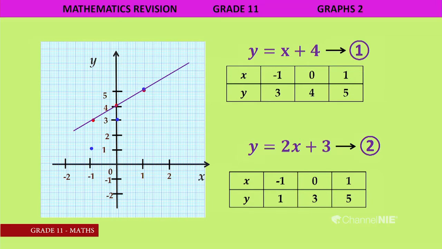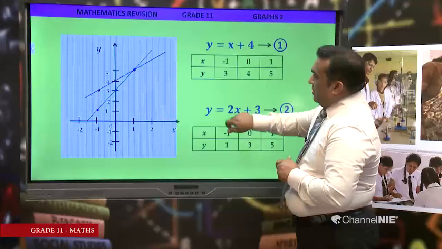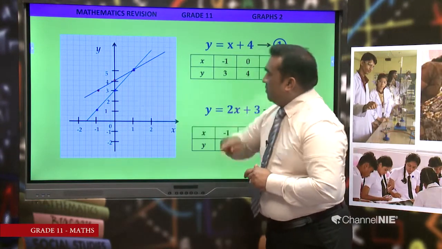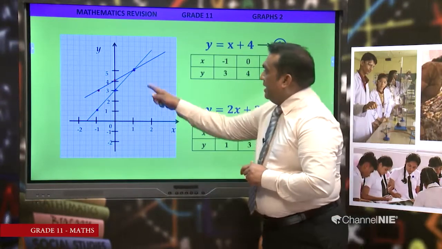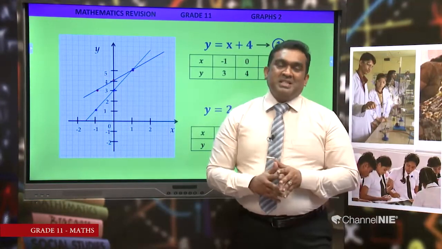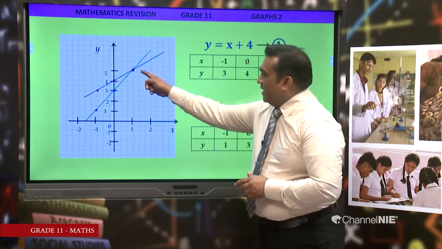Common point means x equals 1 is common for these two equations, right? y equals 5 is common for these two equations. Now, the solution of x is plus 1, the solution of y is plus 5. What is the solution set for x and y? x equals 1, y equals 5.